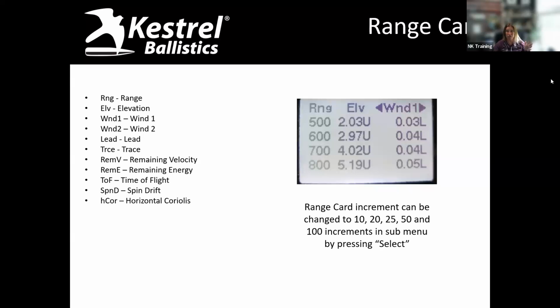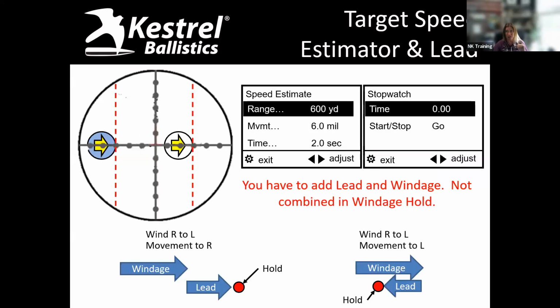So I'm going to have everybody hit the sprocket to back out of range card. And you're going to scroll up until TGT, our main home screen, is highlighted. When TGT is highlighted, hit the center button for TGT. Scroll down to TS, that's for target speed, and center button into there. And then scroll down to speed estimate and hit the center button to go into there. This unlocks this whole ability for the Kestrel to help you figure out how fast a mover is moving.